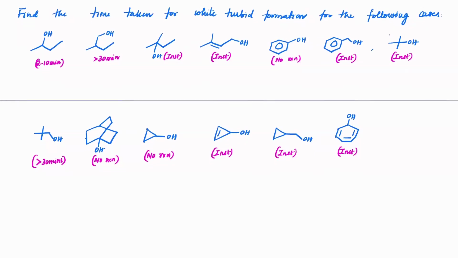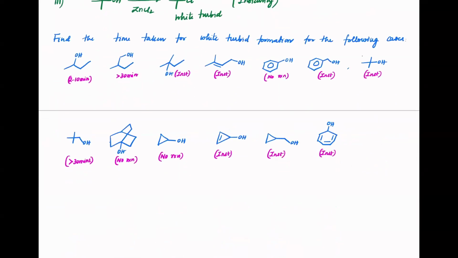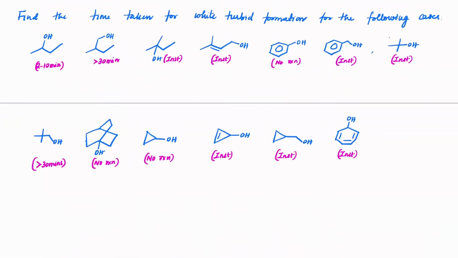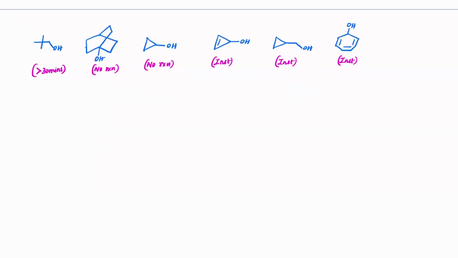Clear? Done. So this is something which you will be asked from Lucas reagent. Okay. And most importantly, which type of reactions will happen from which alkyl halides, whether it is chlorine, bromine, iodine, which will happen. Now, next notice.